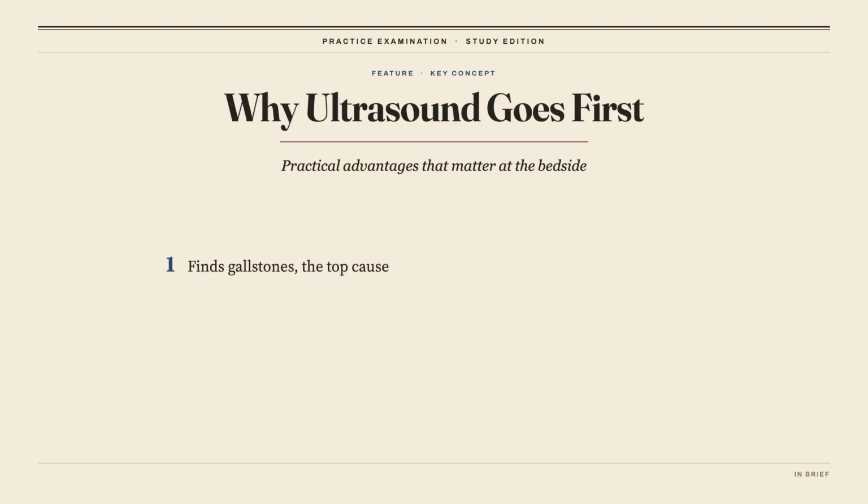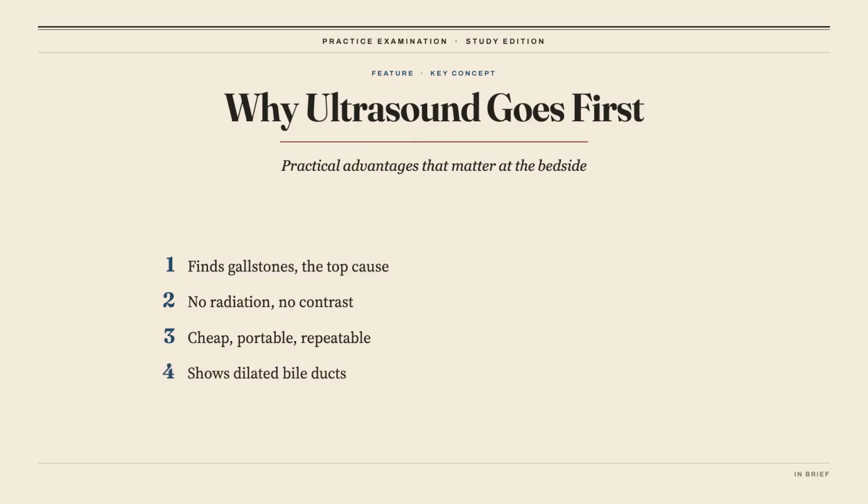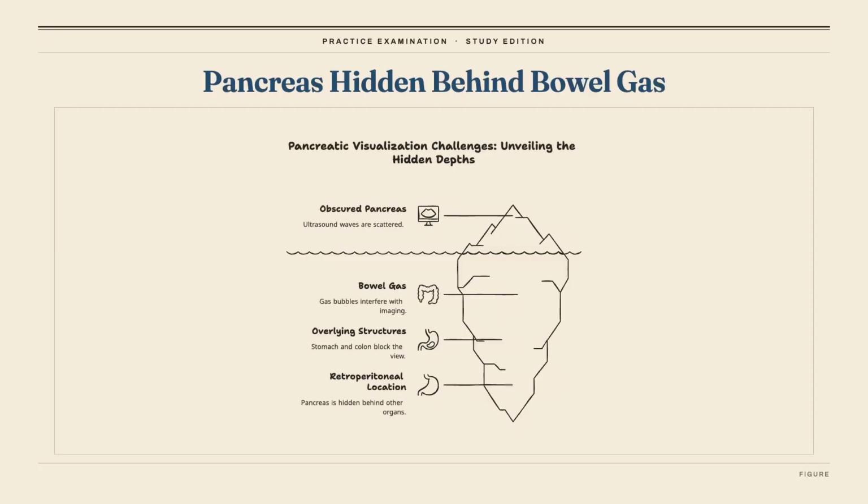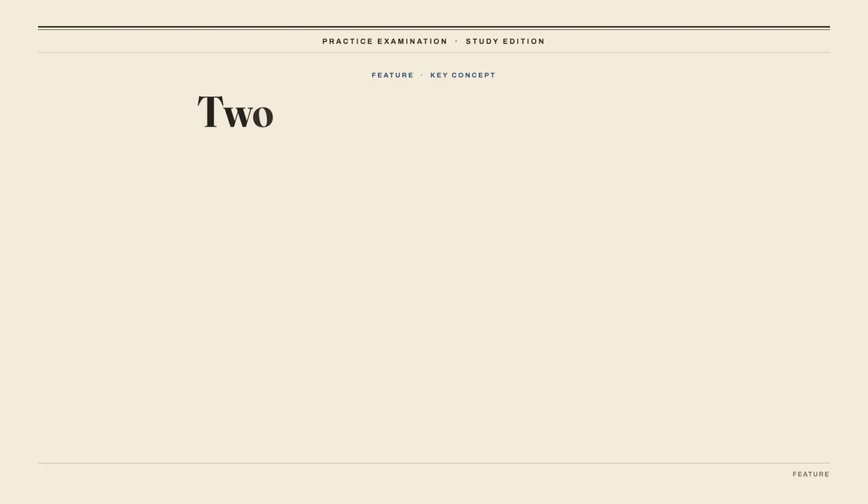Ultrasound is first line because gallstones are the most common cause of acute pancreatitis, and finding them changes the plan immediately. It's also inexpensive, portable, avoids radiation and contrast, can be repeated freely, and reliably detects stones and bile duct dilation. The problem is anatomy. The pancreas sits retroperitoneally, tucked behind the stomach and transverse colon, and bowel gas scatters sound waves. So ultrasound frequently cannot see the gland well, especially in the sickest, most distended patients.